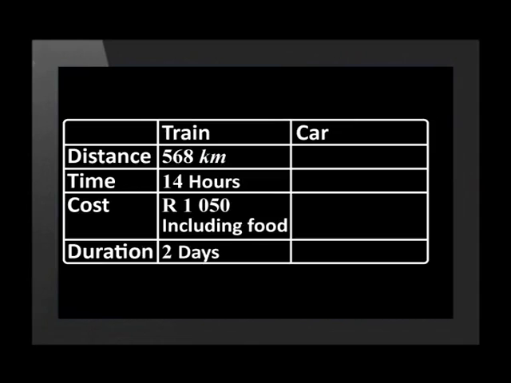Now let's put this data into our table. The distance is 568 kilometers. The time spent in the train is 14 hours. The cost including food is 1,050 rand. The total duration of the trip is 2 days. This is a long time to spend traveling. I'm sure we could get there in a shorter time period by car, but is it cheaper? We'll have to do a couple of calculations to determine this.